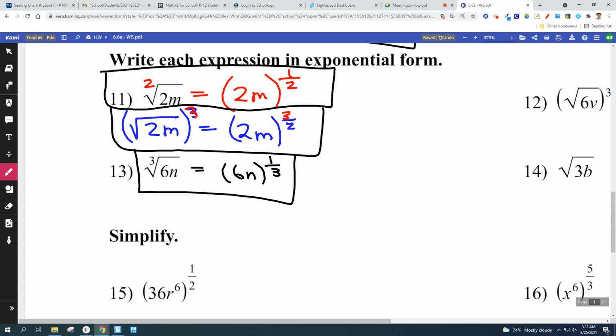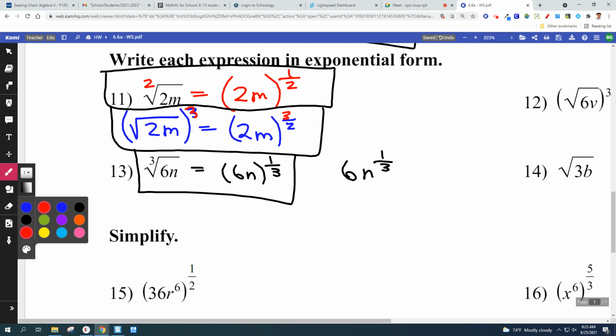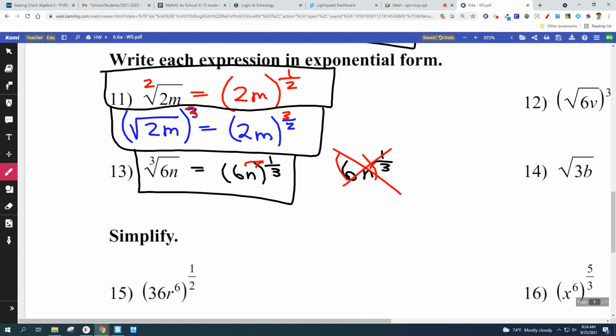Now, do I need parentheses there? Would it still be right if I did not put parentheses? No, why not? Right, because the only thing this 1/3 goes to is the n, but I need the 1/3 to go to both. So how do I show that it goes to both? Well, that's why I have to put parentheses in. So parentheses are kind of a big deal. If you leave out the parentheses, you're going to be wrong. It's not the same thing. That would have been no good without those parentheses.